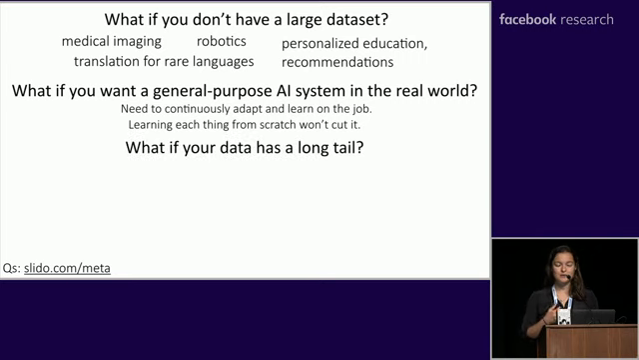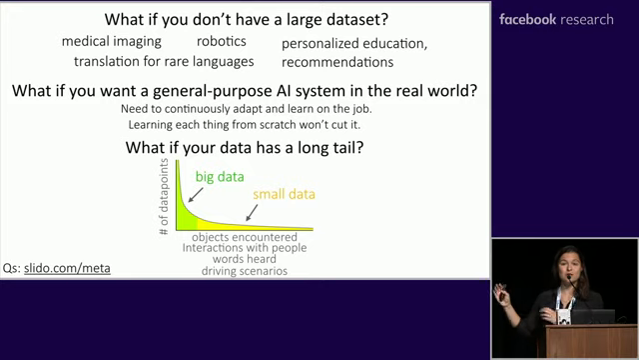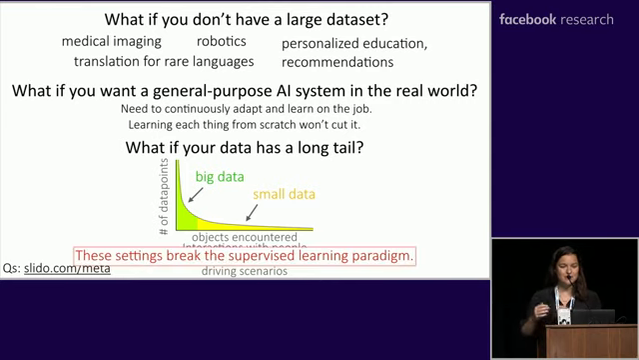And finally, what if your data has a long tail? For example, what if the number of data points starts going down significantly as you encounter more objects or as you interact with new people, hear new words, and encounter new driving situations? In these situations, your standard machine learning systems will do well in the big data regime, but as you move towards having fewer examples, these systems will start to break down. And not only in the long tail setting, but in all three of these situations, these settings start to break the standard supervised learning paradigm.